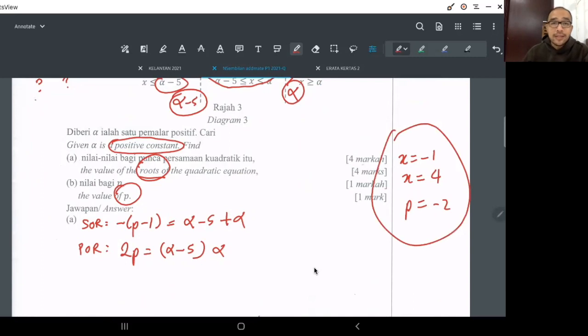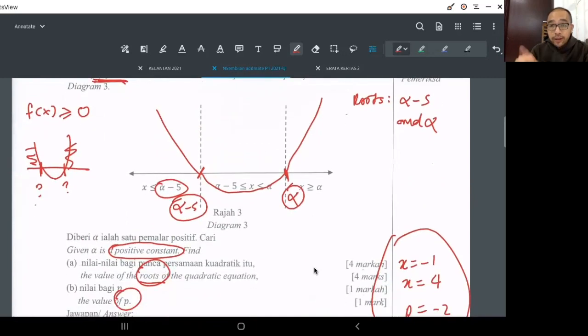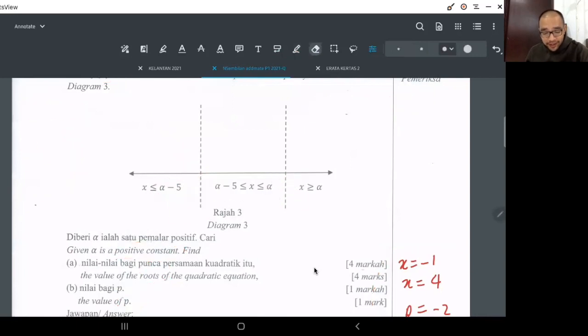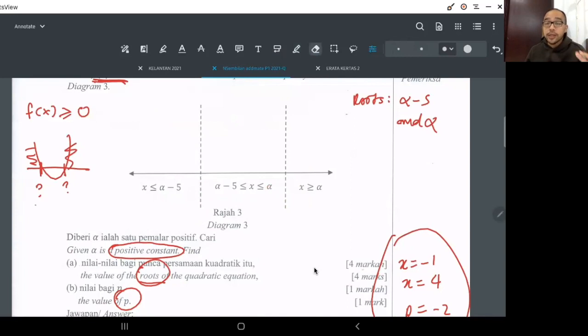So actually, this question is a very easy question. The thing that makes it difficult again is the concept. If I don't draw the graph, it will be something very strange, like you've never seen this before. The number lines thing, right? At least for my students, I don't really teach the number lines thing because I always focus on the graph. But it's actually the same thing.